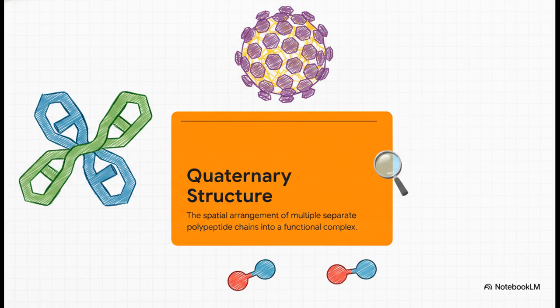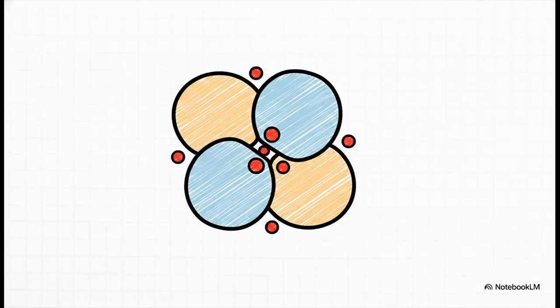Many functional machines need multiple folded chains, which we call subunits, to link up and assemble into a massive quaternary structure. Sometimes it's just a simple pair, but other times you get incredibly complex structures, like virus coats made of dozens of repeating subunits all working together. A really classic example of a quaternary structure is hemoglobin. It's a tetramer, which just means it is made of 4 distinct subunits, 2 alpha chains and 2 beta chains.